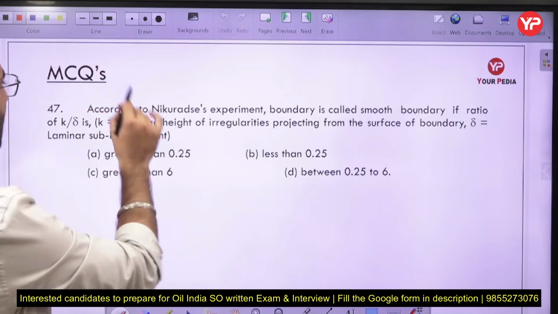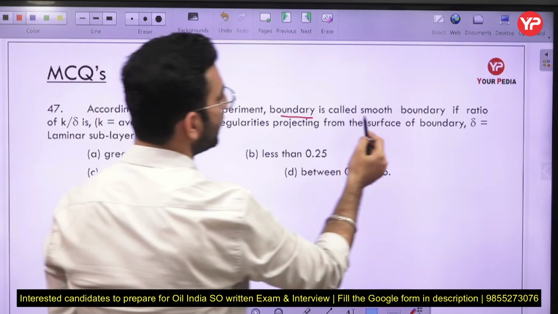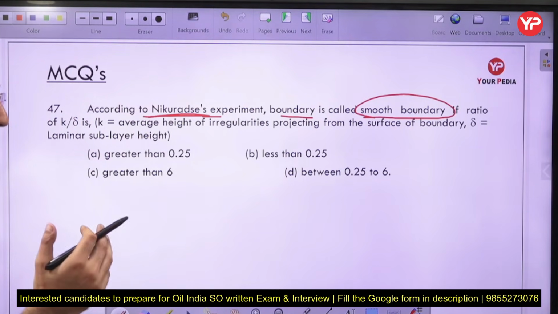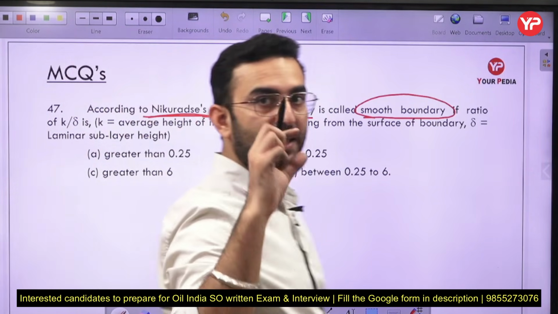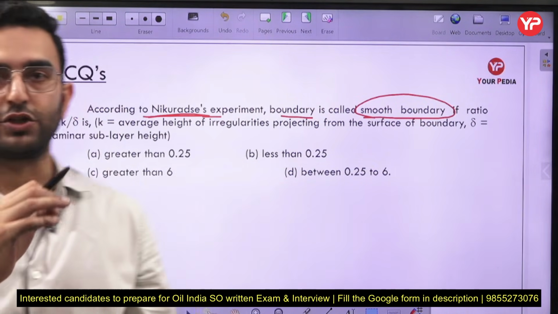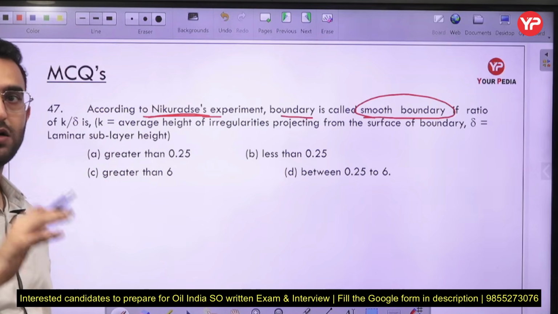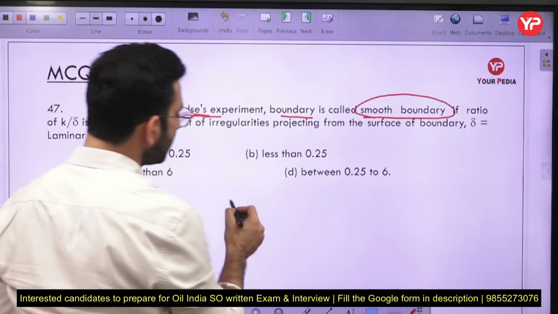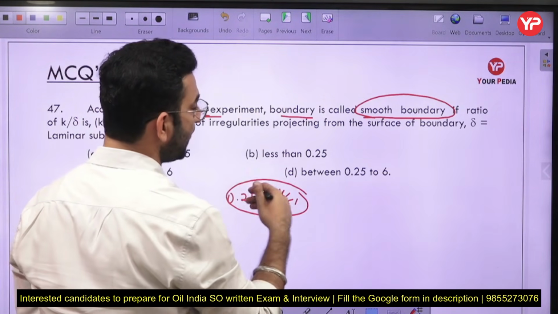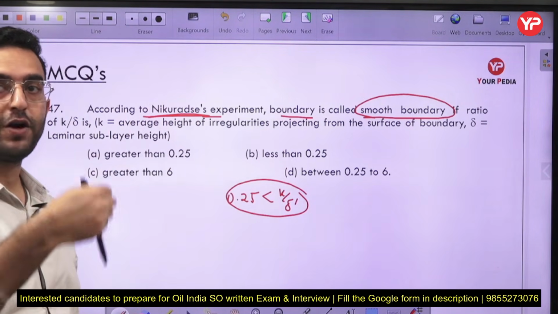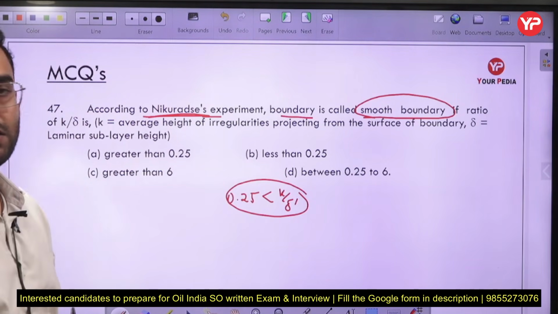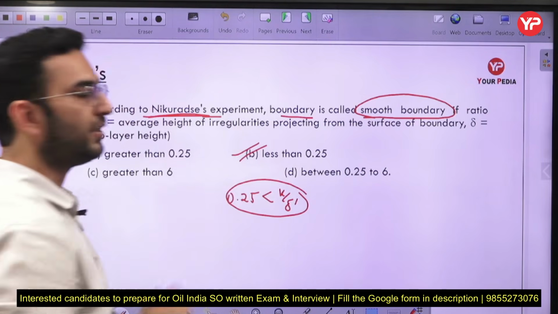Next, according to Nikuradse's experiment, a boundary is called a smooth boundary if the ratio of k by delta dash, where k is representing the average roughness and delta dash is representing the thickness of the laminar sublayer. On the basis of these two, we define whether the boundary is a smooth or a rough boundary here. If the value is less than 0.25, we say it is a smooth boundary. If it is lying from 0.25 to 6, we say it is a transition boundary, and if it is greater than 6, we say it is a rough boundary here. So option number B will be the correct answer.